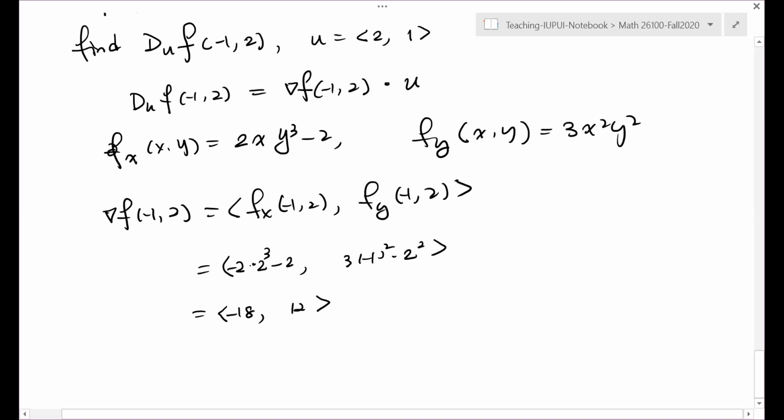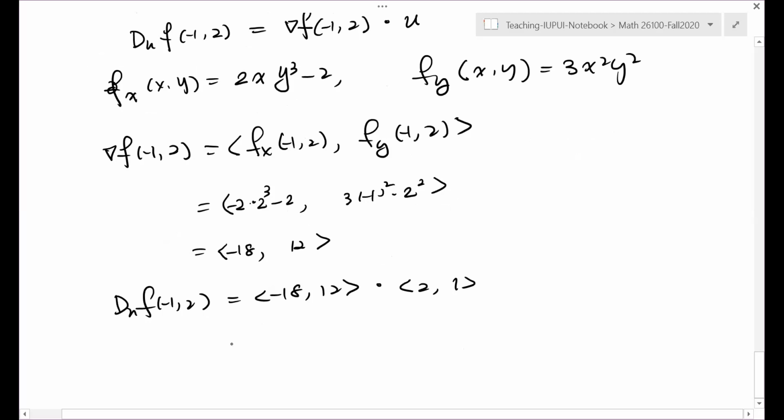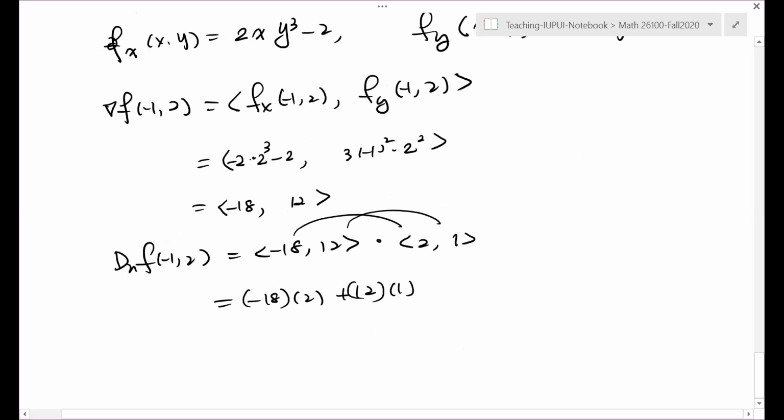Then you have, like that, right? By the above formula. So what is u? u is (1, 2). So now you write down the dot product, right? The dot product is the product of those two numbers first, and then those two numbers. So it's going to be negative 36 plus 12, which is negative 24. So that is the directional derivative.